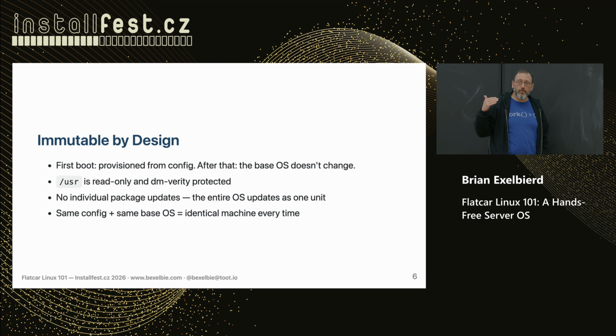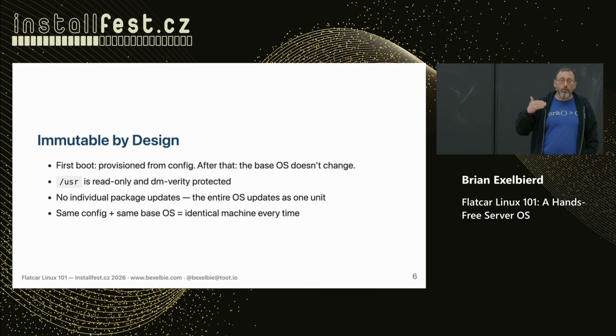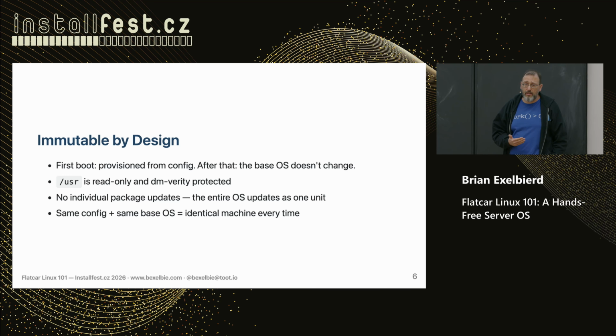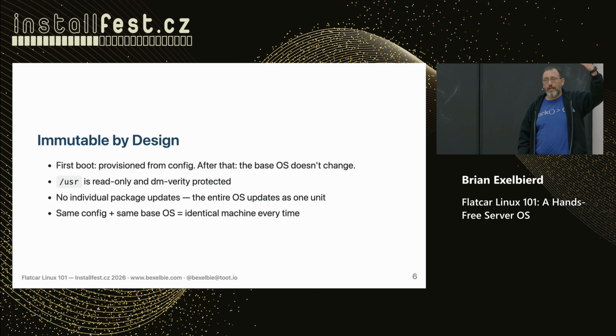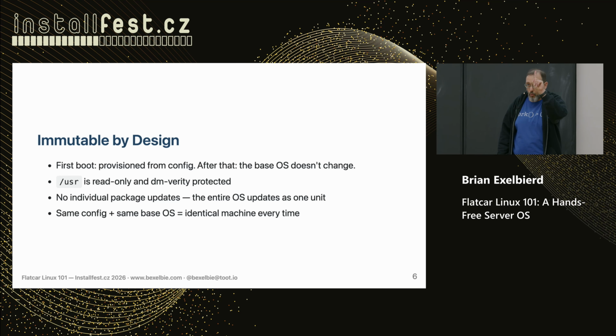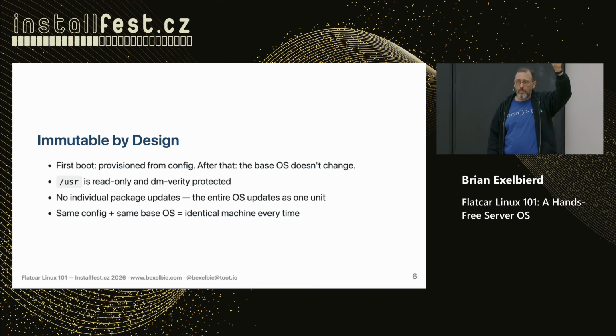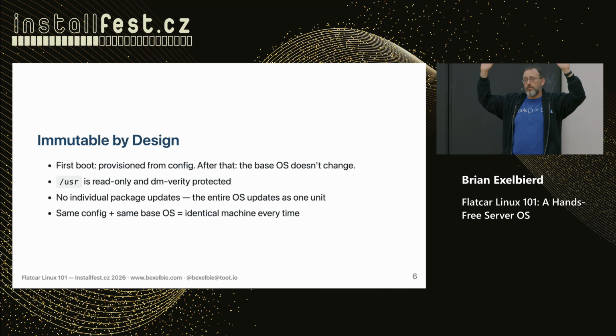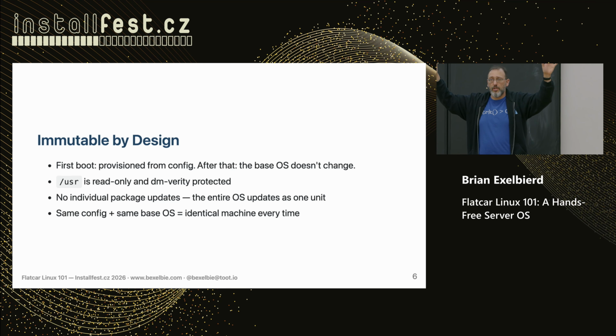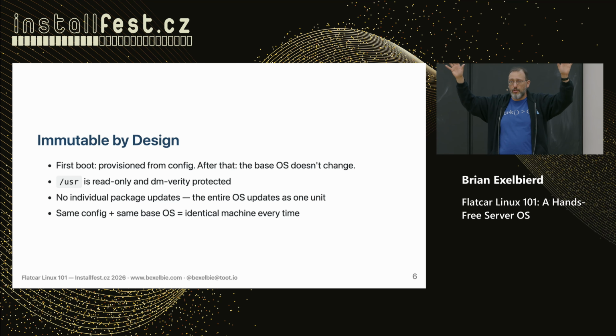Another big difference with Flatcar and a lot of Linuxes is it's immutable. And immutable actually means a lot of things. The first is there's no configuration drift. If you configure a machine in Flatcar, it is configured exactly one time at first boot and at provisioning, same sequence. It never gets reconfigured. So if you run two provisions with the same provisioning specification, you get two identical machines and they stay identical forever.